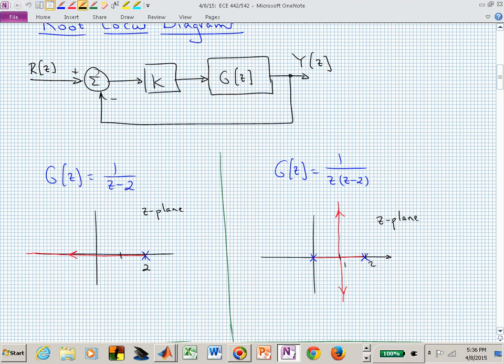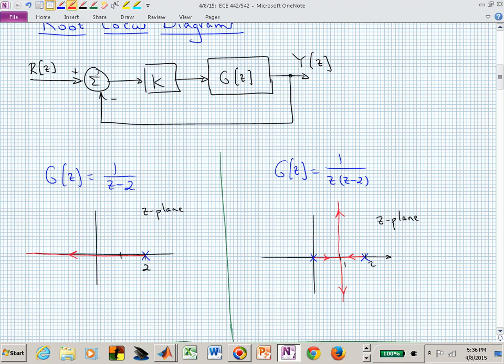If you had a g of z that was 1 over z, z minus 2, and I've indicated the poles with blue x's, then you have a pole at the origin and a pole at 2. These 2 branches, there's actually 2 branches here, even though they're just all on one line segment. We will learn that as you increase k, the pole at the origin goes to the right, the pole at 2 goes to the left, and they meet between each other. If you don't have any other poles and zeros present, they meet halfway between.